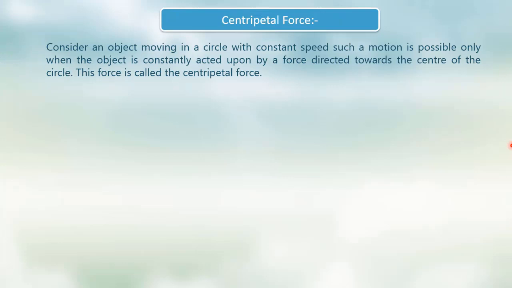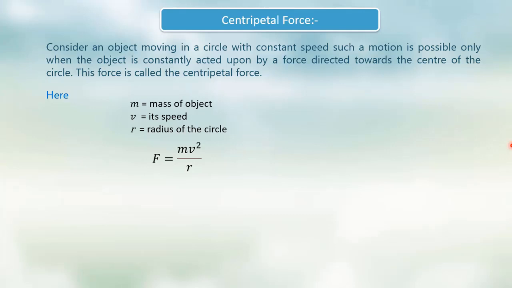Centripetal force. Consider an object moving in a circle with constant speed. Such a motion is possible only when the object is constantly acted upon by a force directed towards the center of the circle. This force is called centripetal force. Here, small m is the mass of the object, v is its velocity, r is the radius of the circle. F is equal to mv square upon r.